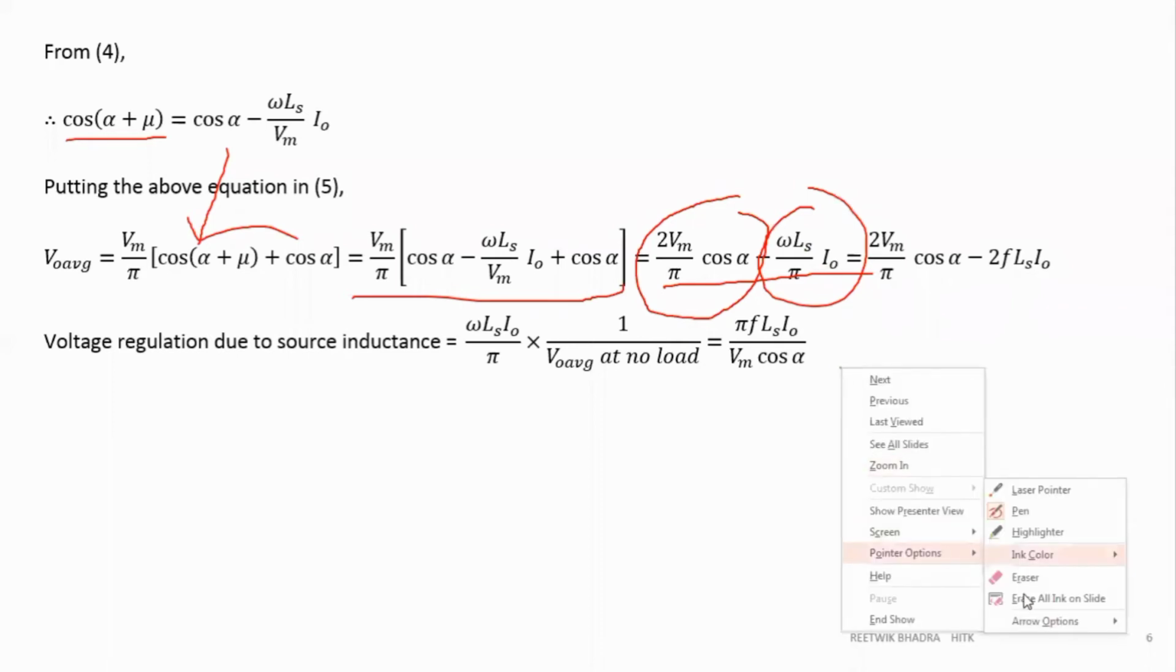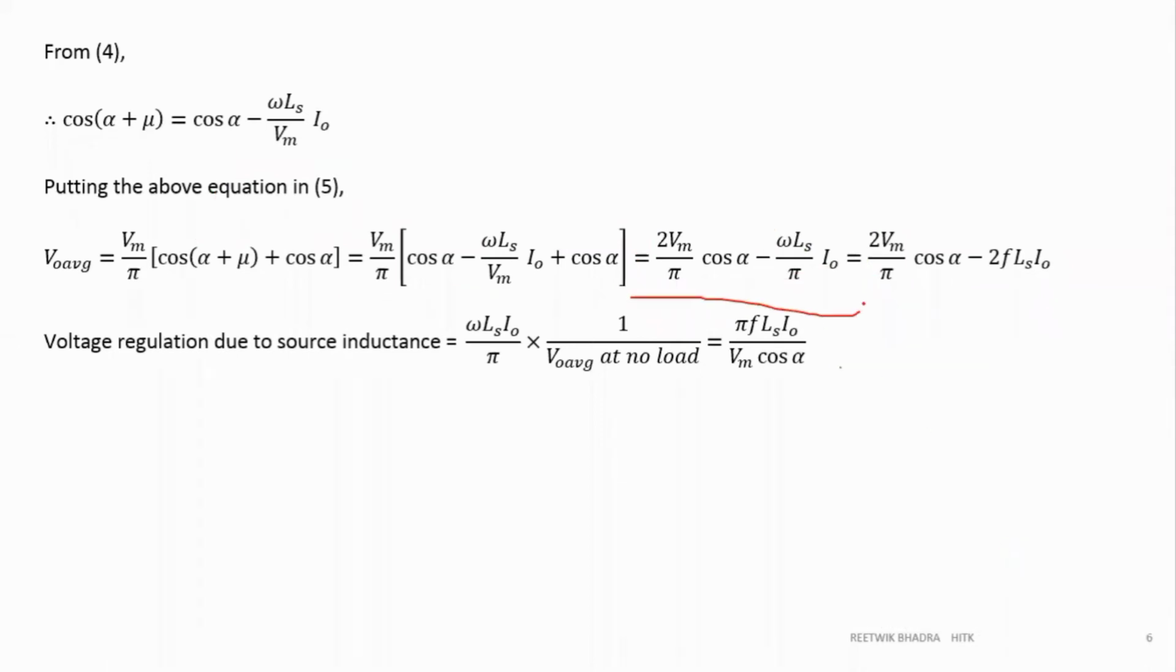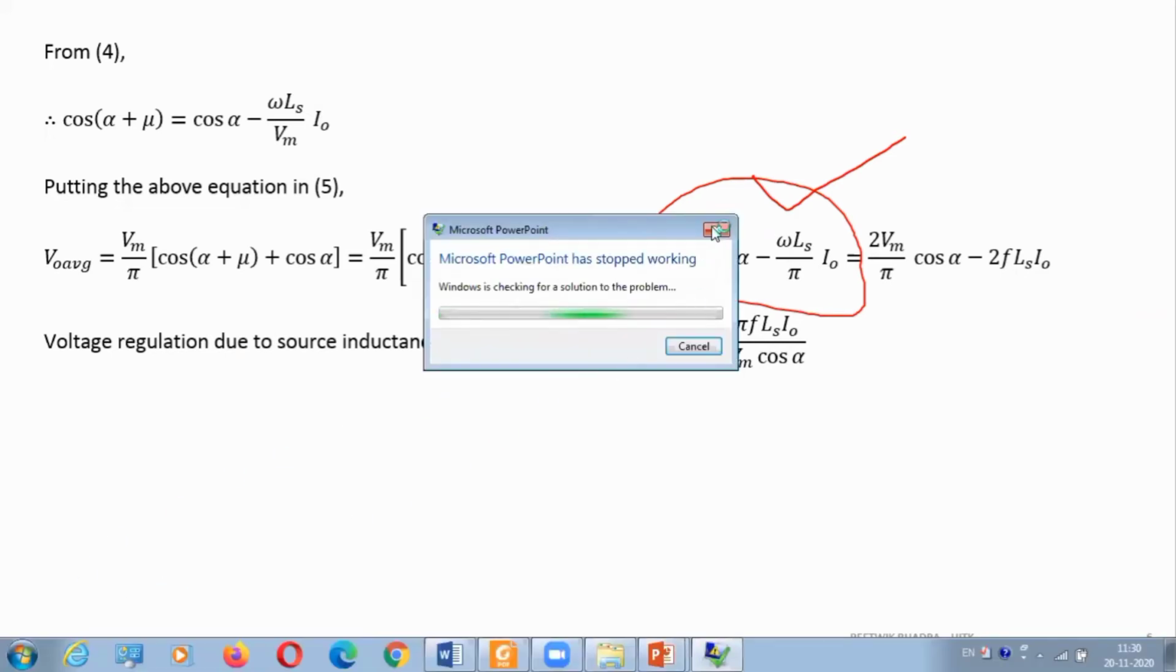So this is a very important calculation which can be given for derivation in semester examination, and in GATE you will be given problems with this final equation. Please be very careful. Voltage regulation due to source inductance. You know how to calculate voltage regulation. You have done it in transformer. You can do it: E2 minus V2 by E2, no load minus full load by no load. So no load is how much? 2 Vm.